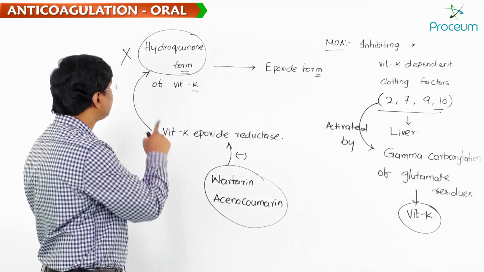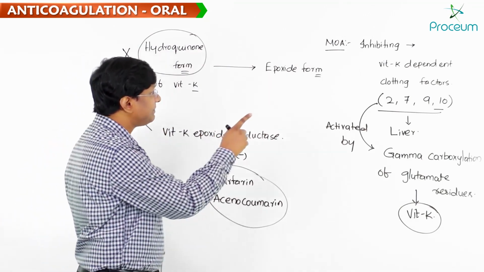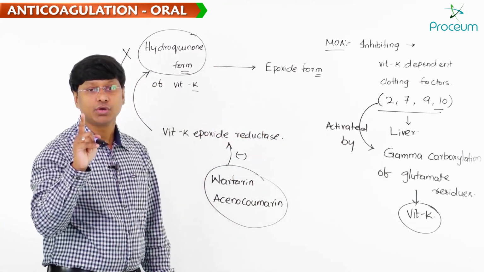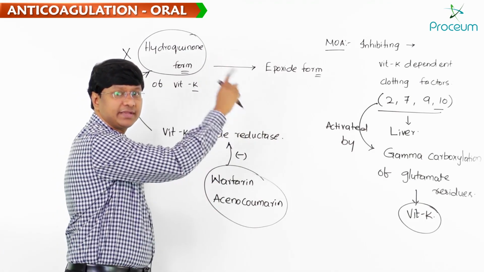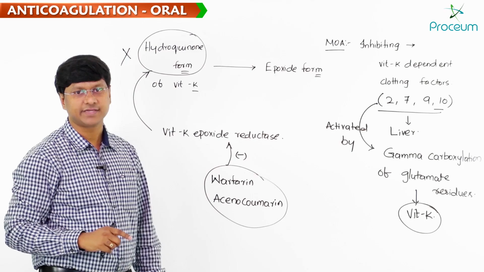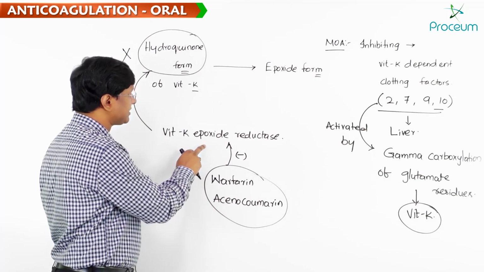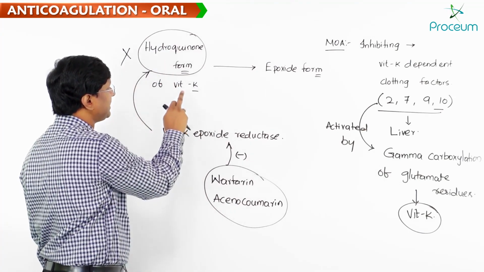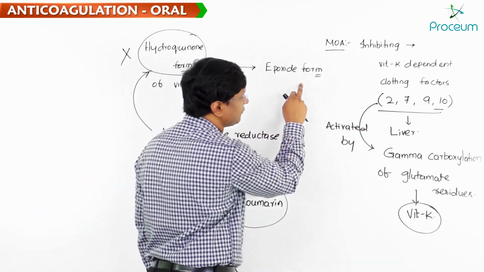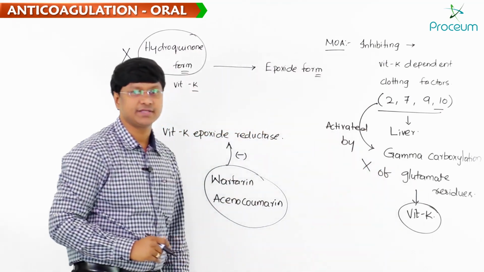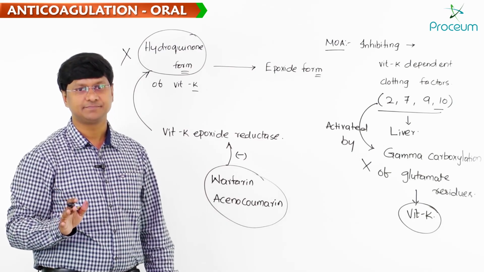So now when the regeneration of the hydroquinone form does not occur, then the vitamin K dependent factors are not activated. So remember, there should always be formation of the epoxide form of vitamin K for the activation of the clotting factors. But what are your oral anticoagulants doing? They are inhibiting this vitamin K epoxide reductase, and thereby the hydroquinone form of vitamin K is not formed, and thereby the epoxide form is not formed. When the epoxide form is not formed, then gamma carboxylation of glutamate residues of the clotting factors does not occur, and thereby the clotting factors are inactivated.